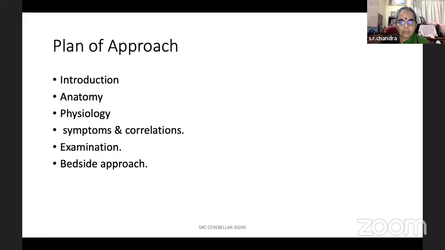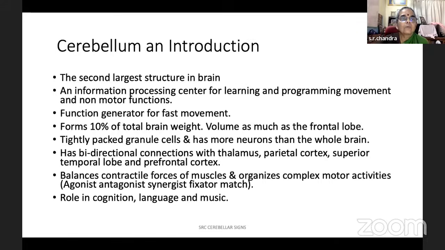Keeping this in mind, we will try to correlate with the anatomy and pathology. As we know, cerebellum is the second largest structure in the brain, and it is an information processing center for learning and programming movements and some non-motor symptoms. Mainly movements, that all of us know, but there are also non-movement related functions that we should know. It's a function generator for fast movements, and it forms 10% of the total brain weight, and its volume is as much as the frontal lobe.